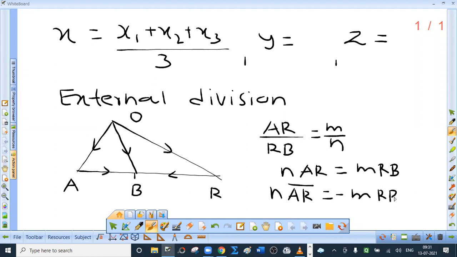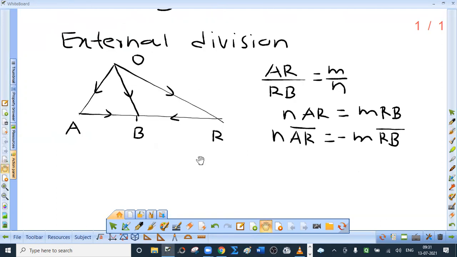I hope you are getting this step. Why minus? Because they are in opposite directions. n and m are positive, and that is why you say minus. n AR bar equal to minus m RB bar. One and the same thing, right? Now this is n. What is AR bar? R bar minus A bar equal to minus m. What is RB bar?